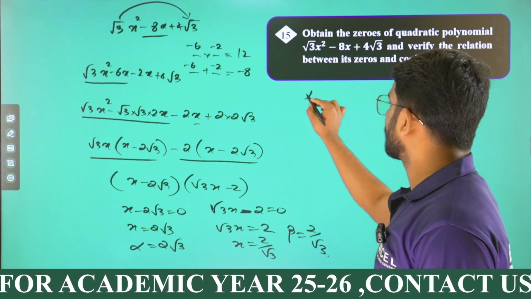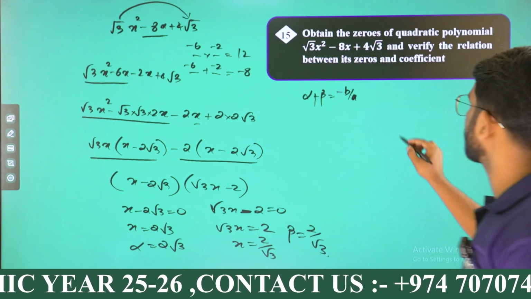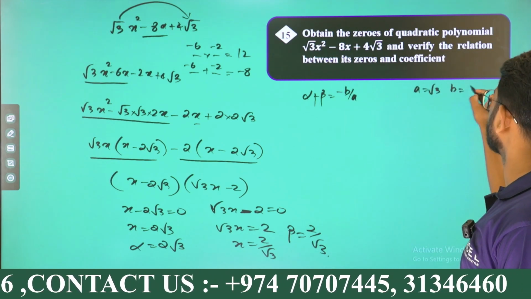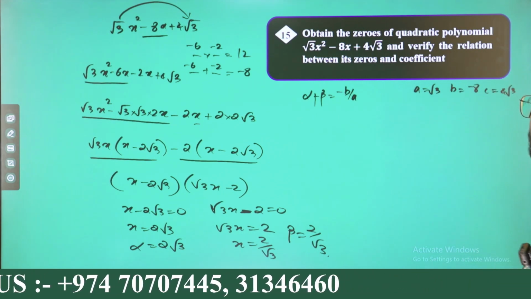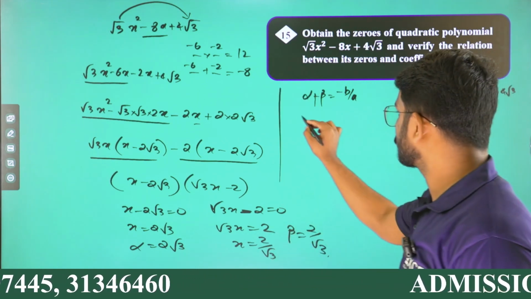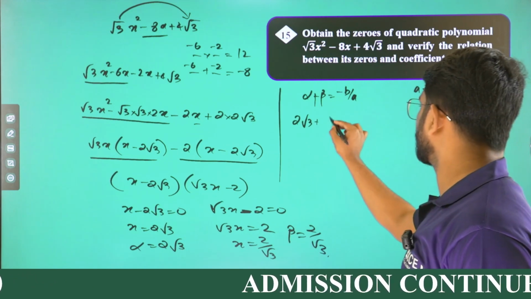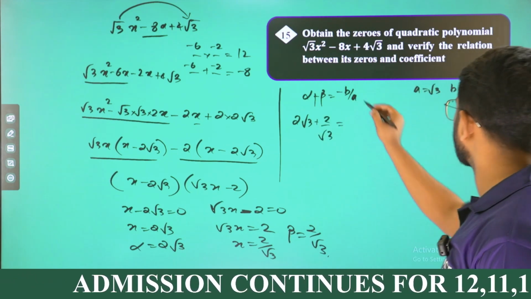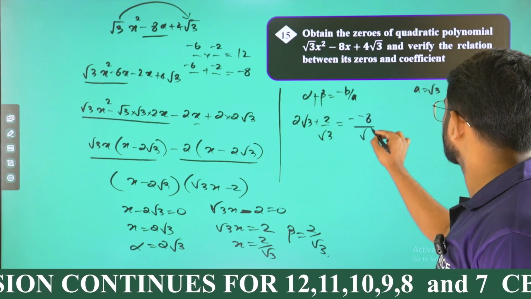We have to verify alpha plus beta is equal to minus b by a. So what is a here? A is equal to root 3, b is equal to negative 8, c is equal to 4 root 3. These are the ABCs. So we can verify this first. Alpha plus beta. Alpha 2 root 3 plus beta. What is beta? 2 by root 3 is equal to minus b by a. We can substitute the values. Minus b by a become minus 8 by a is equal to root 3.